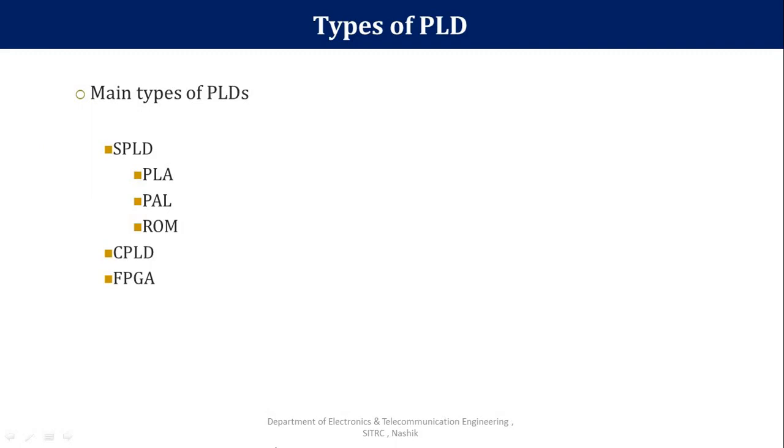Programmable logic devices, as we discussed in the previous lecture, are general purpose chips which are reconfigurable and which consist of millions of logic gates along with other resources. These programmable logic devices are classified into three main types: SPLD, that is simple programmable logic device; CPLD, that is complex programmable logic device; and FPGA, that is field programmable gate array.